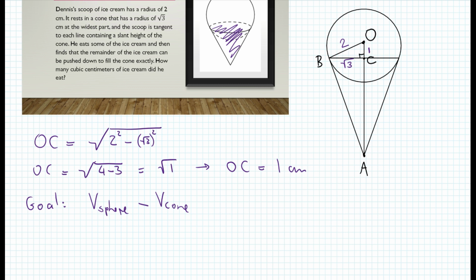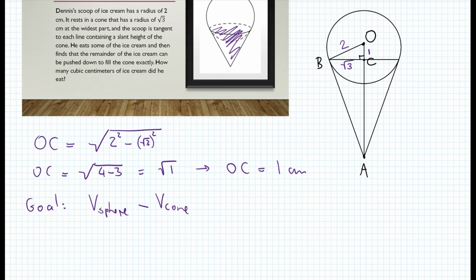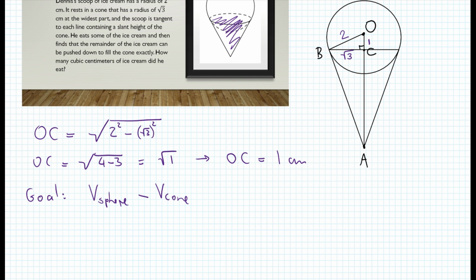So we can easily find the volume of the sphere because we know the radius of the sphere is 2 centimeters. Now the volume of the cone is expressed in terms of the radius, which we do have, radical 3, and the height. So the height here is actually the distance from A to C, and that's the one we don't have. So how do we find the distance now from A to C? Well, you want to look at triangle ABO here.